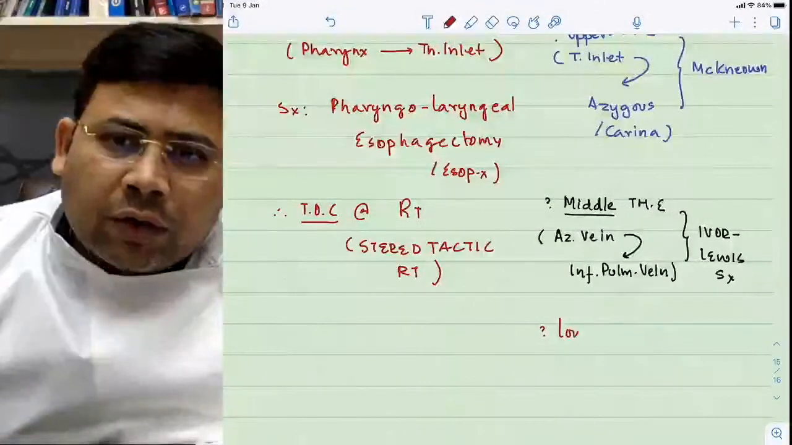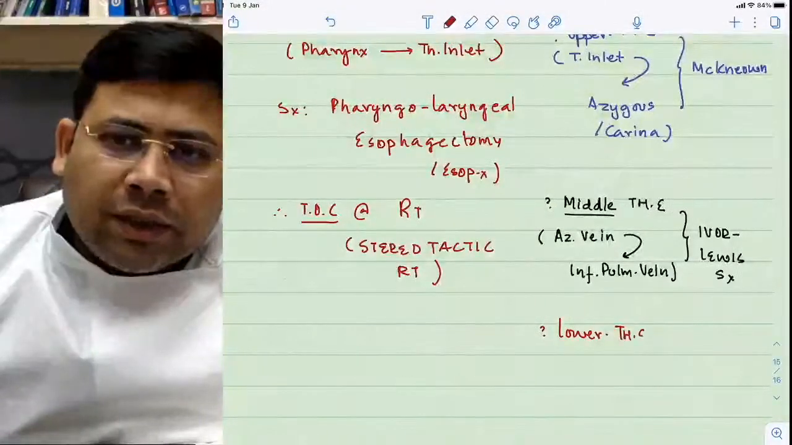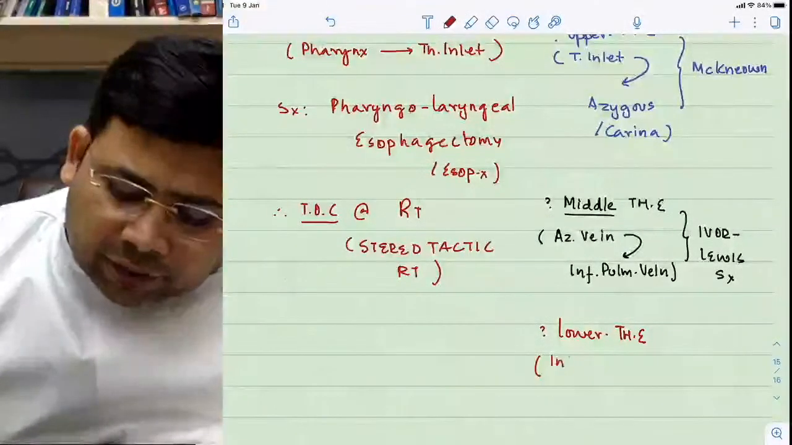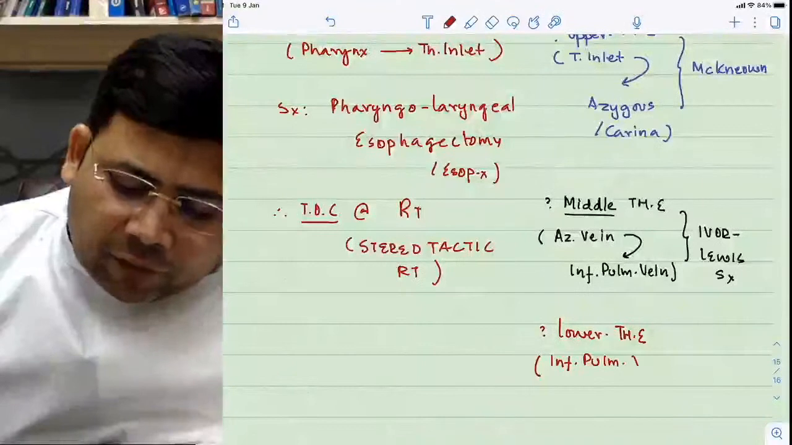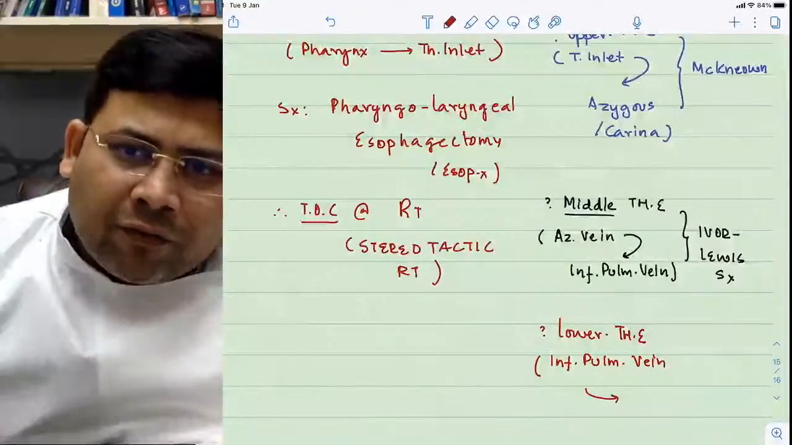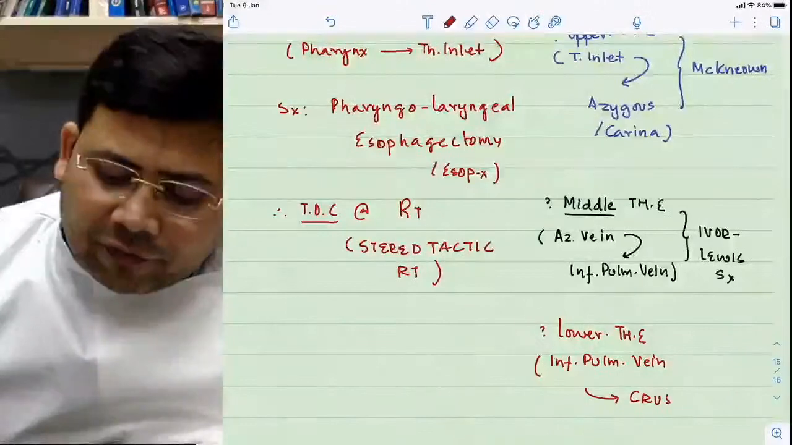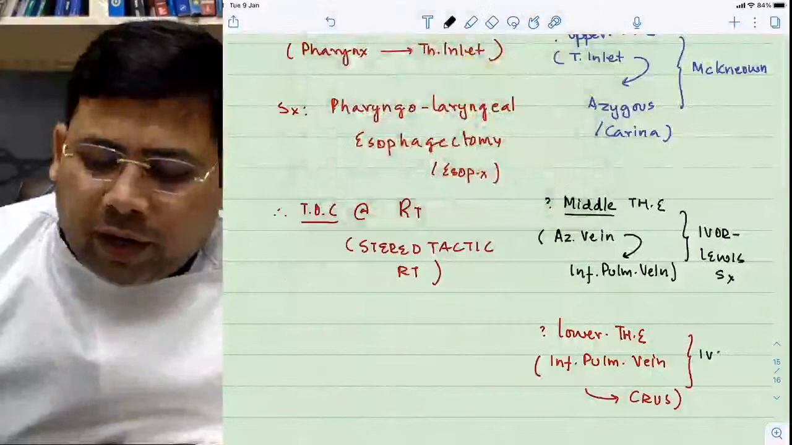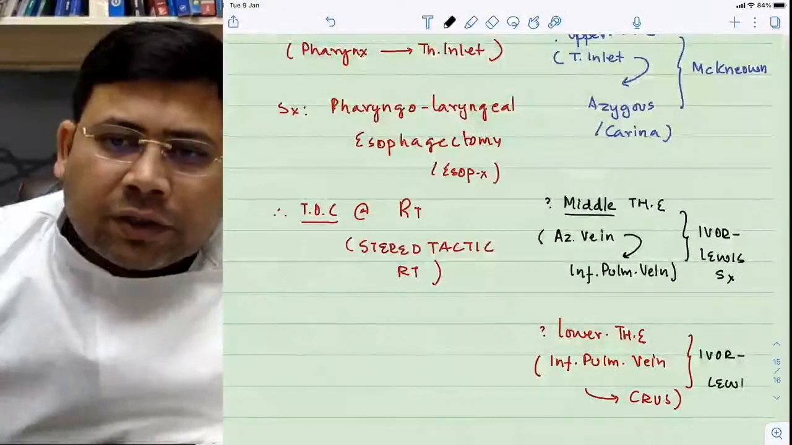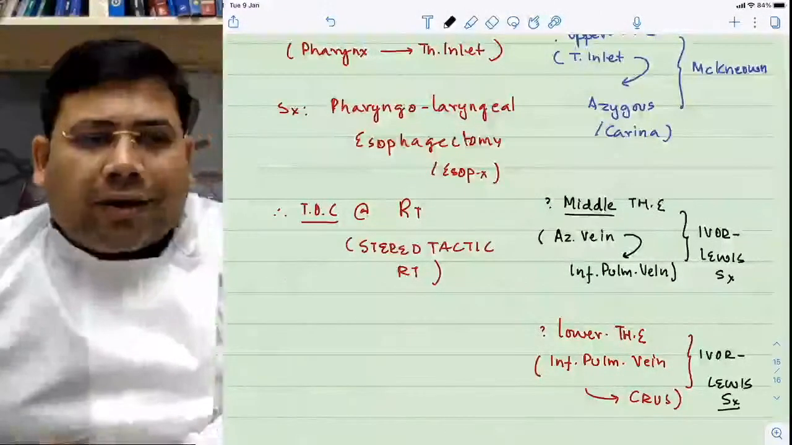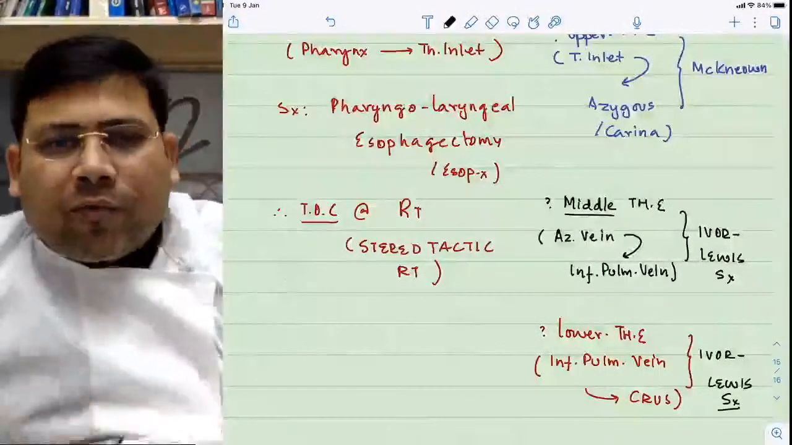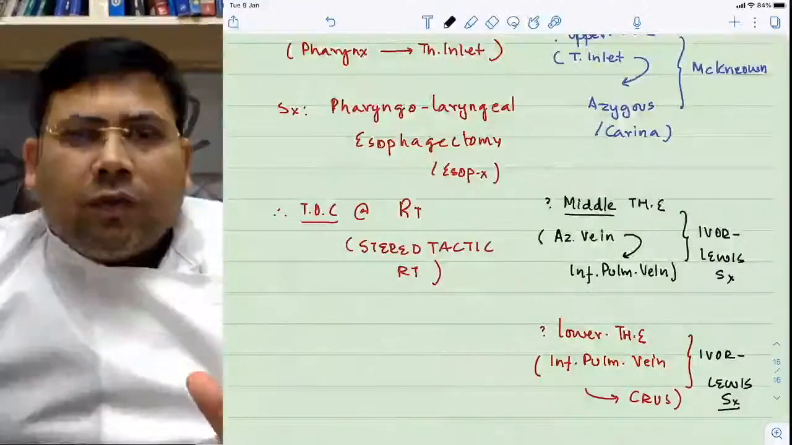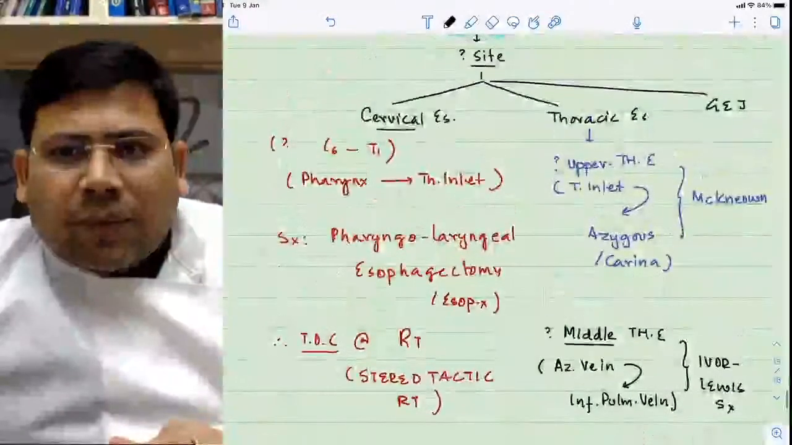The third one is the lower thoracic esophagus. What is the extent of the lower thoracic esophagus? It is from the inferior pulmonary vein up to the level of the crus of the diaphragm. And students, remember here again, you prefer to go for Ivor-Lewis surgery. Transhiatal, that is Orringer's transhiatal, I have already told you that's a part of palliation. We don't do it for regular patients because you cannot do a lymphatic dissection for them. I hope this part is clear.